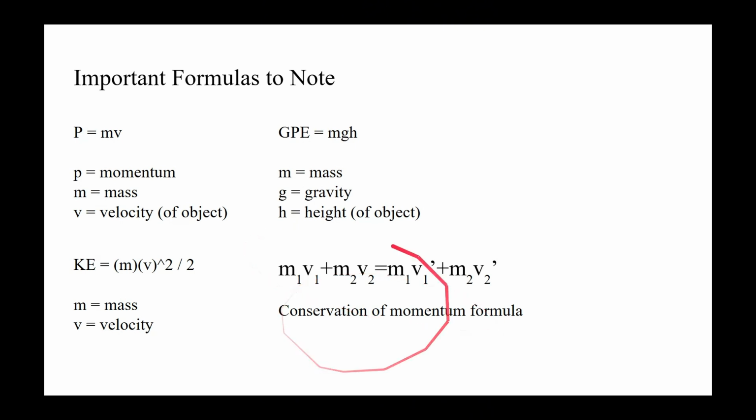And then the big one, conservation of momentum formula. This is probably the most important one you will be using in this FRQ. It is basically to calculate the velocities of an object before and after it collides with something else. So I'll be showing you how to do all this later in the presentation. Make sure you know these formulas for the test, and you should be good to go.